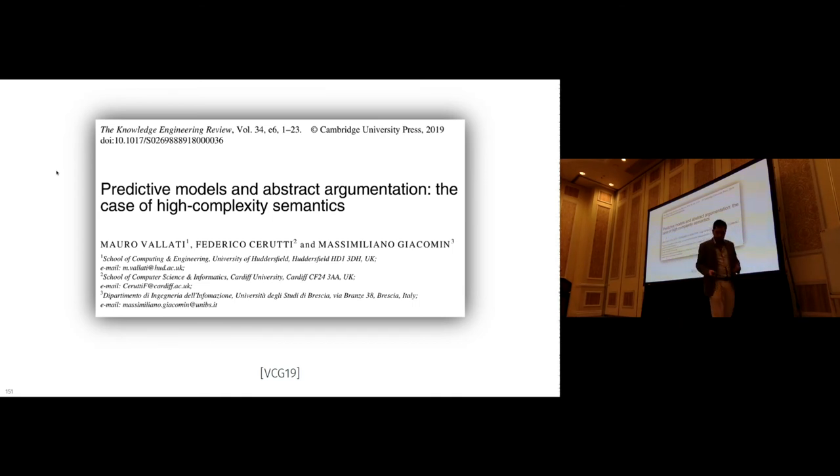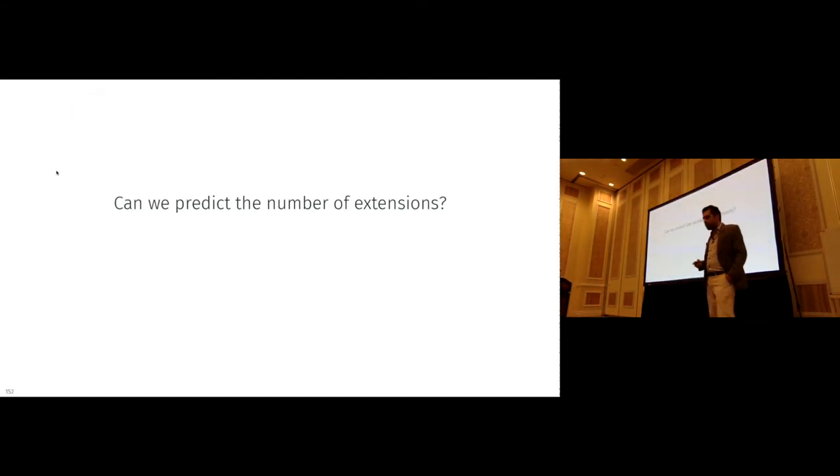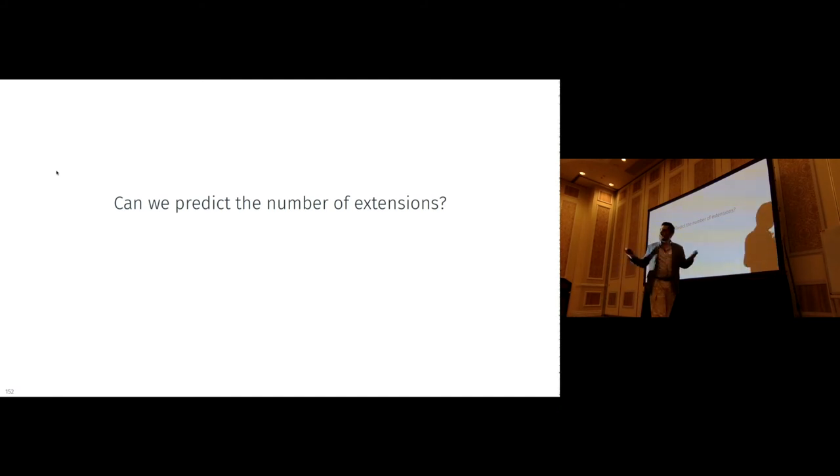This was published a few months ago, and in this paper we essentially look at the question: can we predict the number of extensions? If you remember what I was mentioning earlier today about the CISpaces system that was designed for supporting intelligence analysts in their sense-making activities, now the question is, if they need to explore 10 or 15 possible extensions for that specific situation, is that feasible?